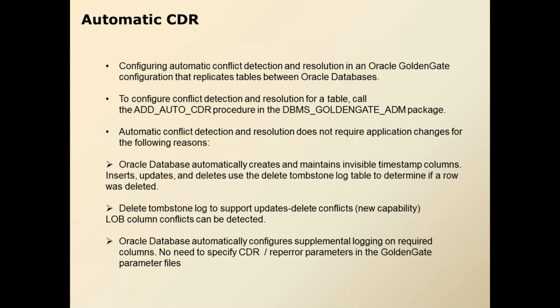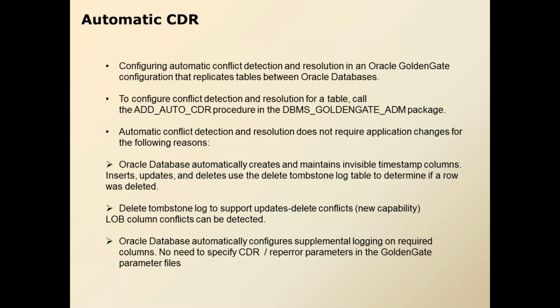Now from Goldengate version 12.3 onwards, you have automatic CDR available. Prior to automatic CDR, you used to do manual CDR. Manual CDR means you used to put in your RESOLVECONFLICT parameter, and based on whether an insert row exists, an update row exists, or a delete row is missing, you would apply those rules. Now from 12.3 onwards, you have the automatic CDR feature available. Automatic CDR means you don't have to worry about writing your own rules. Goldengate can automatically manage those CDR features.